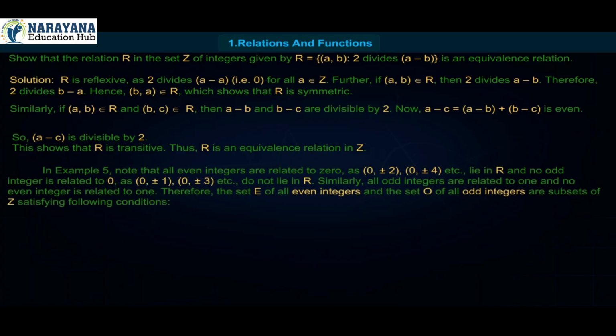In Example 5, note that all even integers are related to 0, as the ordered pairs (0, ±2), (0, ±4), etc. lie in R, and no odd integer is related to 0, as the ordered pairs (0, ±1), (0, ±3), etc. do not lie in R.